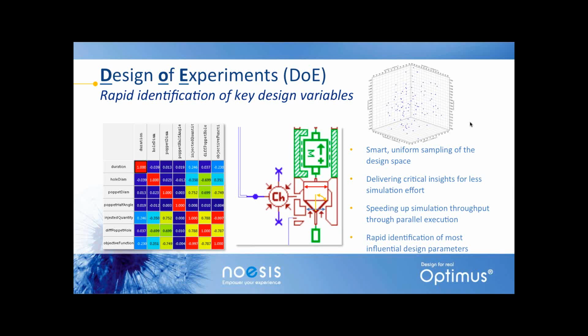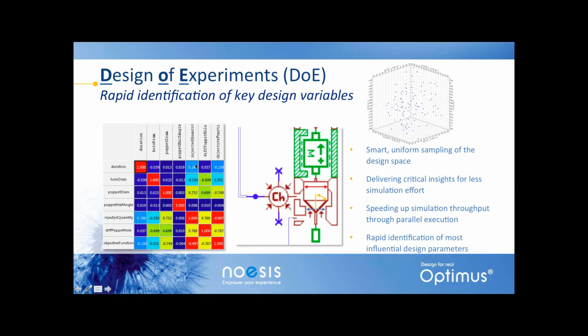In this sample that we're looking at right here, we're looking at a 1D diesel injector valve where the design variables are the diameter of this inlet area, which is blue, the angle of the poppet valve, which is yellow, the diameter of the poppet injector, which is red, and how long this thing is open.